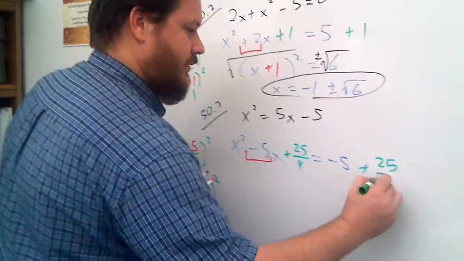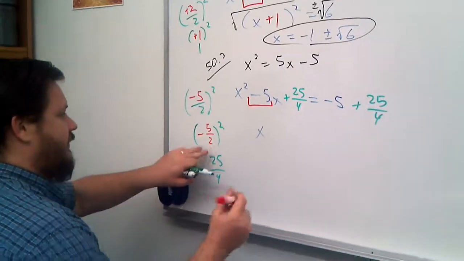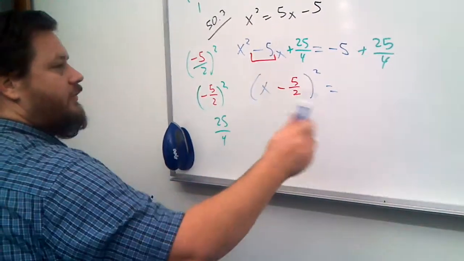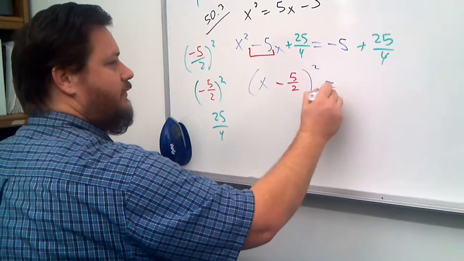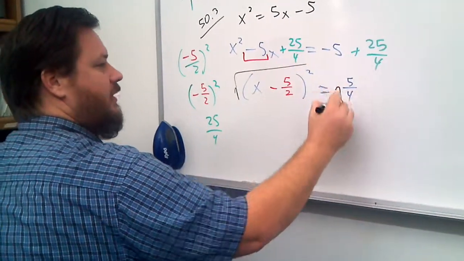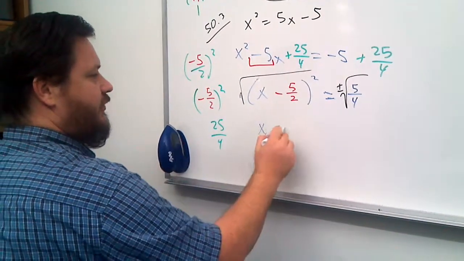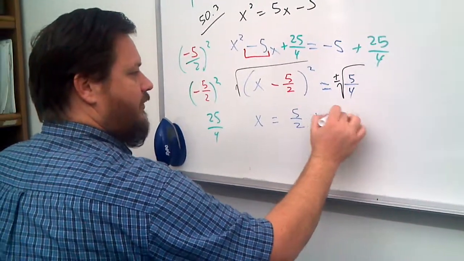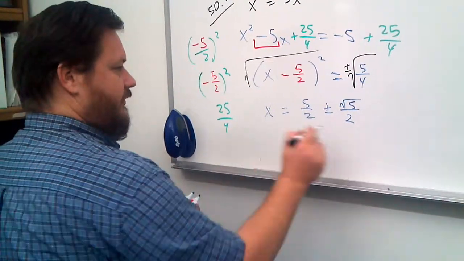Well, rules don't change. Still do the same thing. This becomes x, still the red number, inside parentheses, squared equals. Negative 5 is going to be negative 20 fourths plus 25 fourths, which gives us 5 fourths. Same steps, square root of both sides. And here we have x. Move the 5 over 2 to the other side, where it becomes positive, plus or minus. Let's simplify this. We've got radical 5 over the square root of 4, but the square root of 4 is 2. So we need to do it like this.